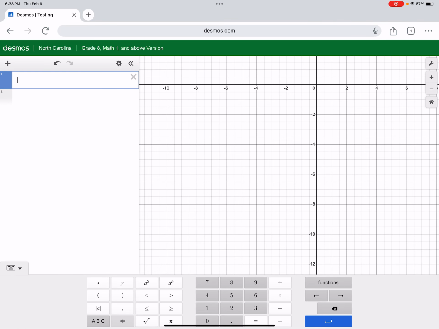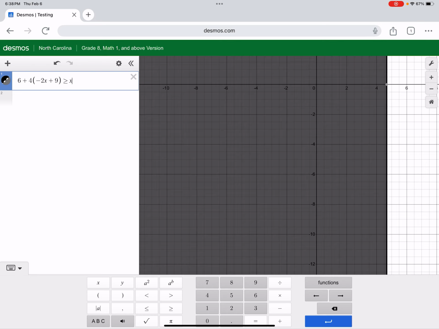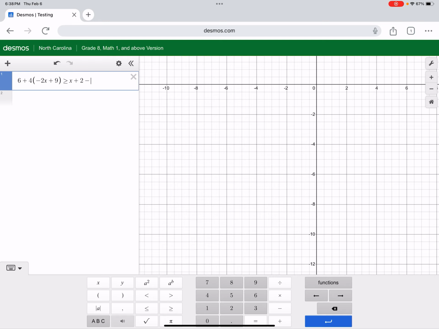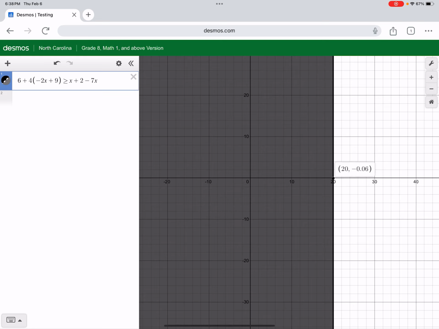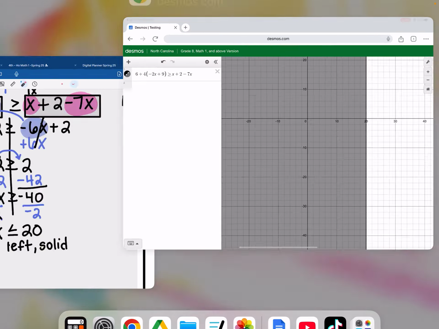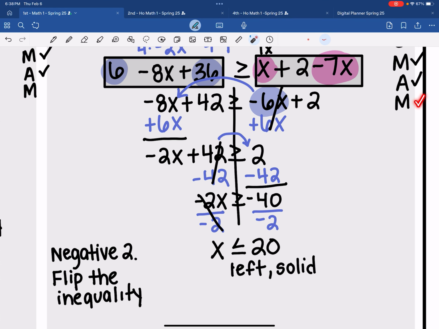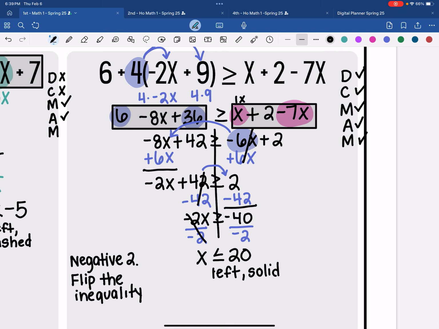And no, it's not always going to be less than. These examples did always turn out, either it was originally less than or it flipped to less than, but it's not always going to be less than. So I'm typing it in just like I see it originally. And even though it's all shaded right here, if I zoom out, I should see that it does cross at 20. It's going to the left side of the line, and it's a solid line vertically, so that means equal to. Okay, so you're still going to use your same rules of don't call me after midnight. The only difference is when you get to that last step, if you multiply or divide by the negative, you have to flip the inequality sign.